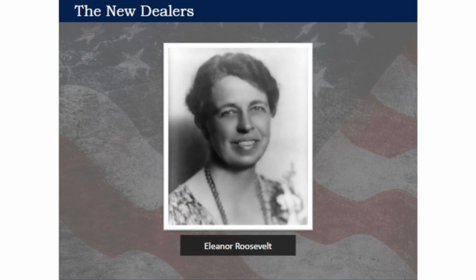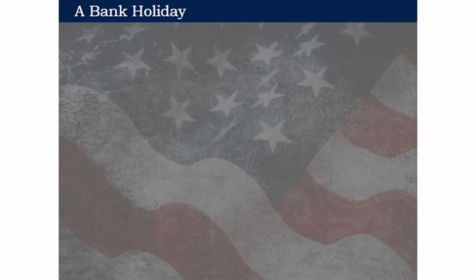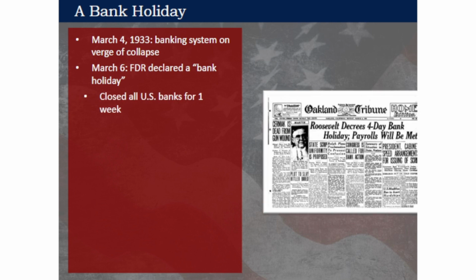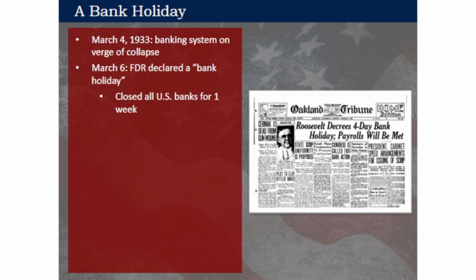From moment one, the new administration's absolute top priority was to restore confidence in the nation's banking system. On March 4, 1933, the day FDR took the oath of office, American banking was on the verge of collapse. 2 days later, on Monday, March 6th, Roosevelt declared a bank holiday. This closed all banks in the United States for 1 week.